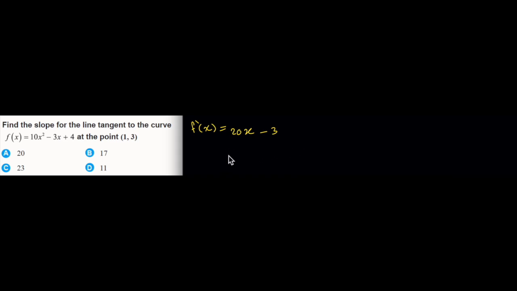Then the second step, at the point (1, 3), just put x equals 1. So it will be 20 times 1 minus 3, so 20 minus 3, which equals 17. So the answer is B.